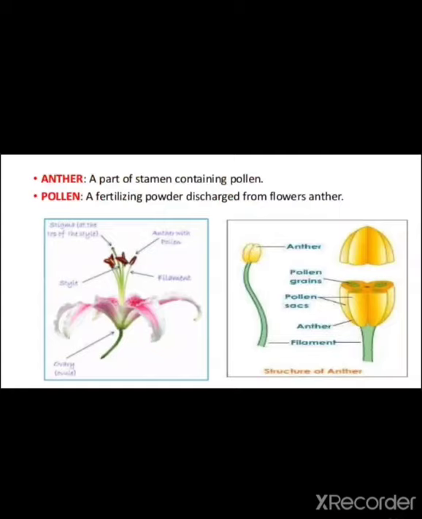Anther is a part of stamen containing pollens. Pollen is a fertilizing powder discharged from flowers. Anther: the first picture shows the flower, and in the second picture we see the anther.